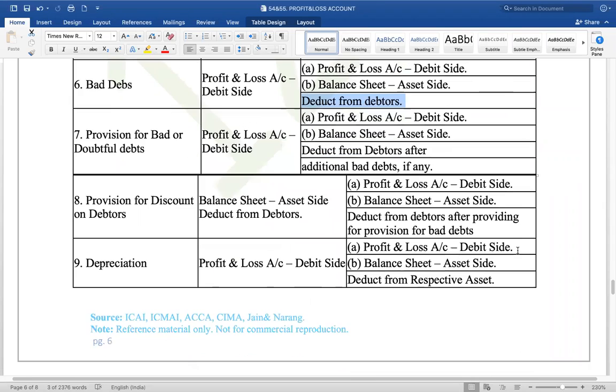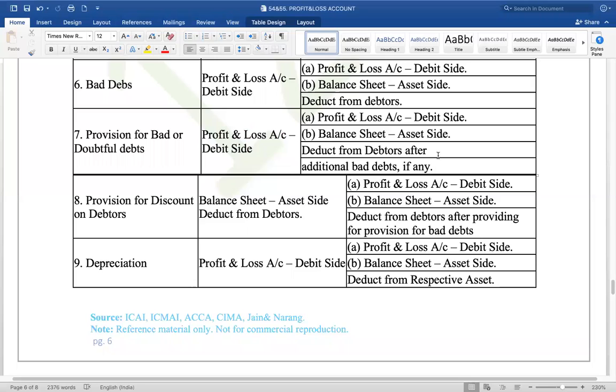Now, likewise, provision for bad debts. If it is given in the trial balance only, not outside, then debit to the profit and loss account only. If it is not given in the trial balance, but outside the trial balance as an additional information, debit to profit and loss account, and it is taken on the asset side as a deduction from the debtors after deducting the bad debts. First, deduct the bad debts, then afterwards deduct the provision for bad debts, right? So let's say it is like this.